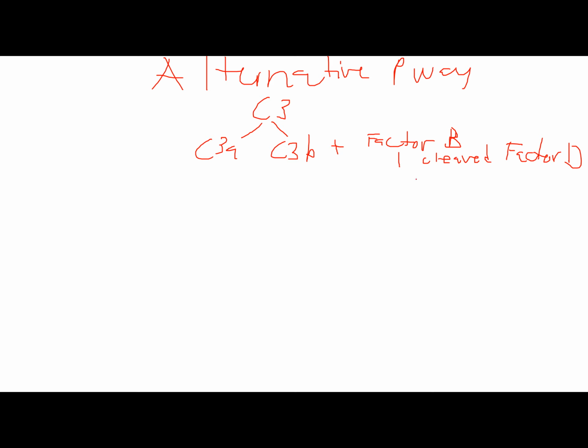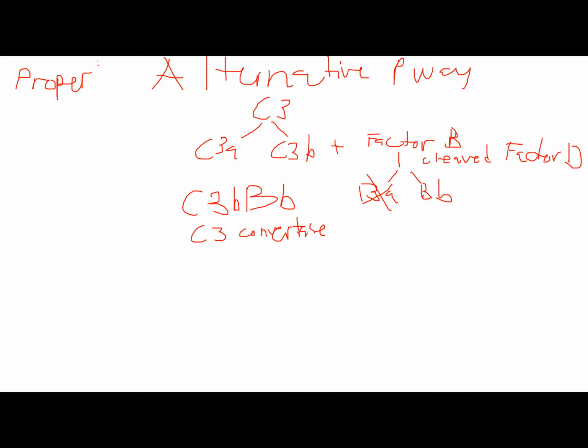Now, when your factor B is cleaved, it would form your Ba and your Bb. Now, your Ba, class, would be removed and what will remain is Bb. Now, what happens is that the originally attached C3b, yung larger fragment, C3b would cause the attachment of the Bb fragment. So, it would now form the C3bBb. Now, this is known as your C3 convertase.